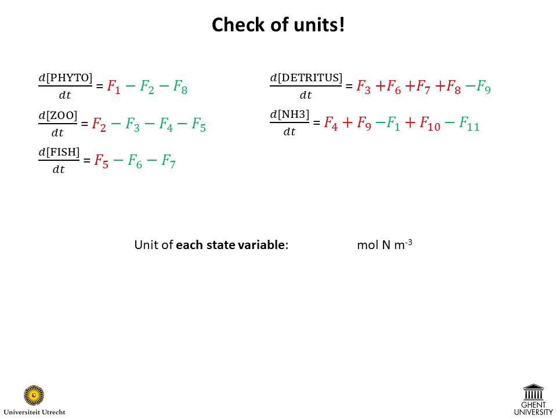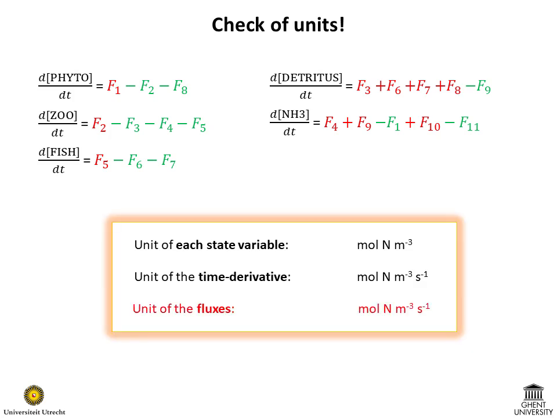In the last step, we check the units. We recall that in this model, each state variable has a unit of moles of nitrogen per cubic meter. Therefore, the time derivatives have a unit of mole of nitrogen per cubic meter per second. Because the left-hand side and the right-hand side of the mass balance equations are equal, the equations imply that the unit of each flux in the model, including the external import and export fluxes, must be the same, moles of nitrogen per cubic meter per second.